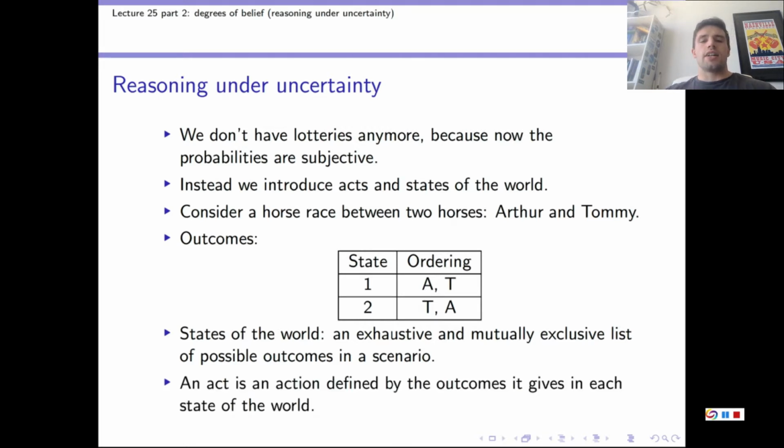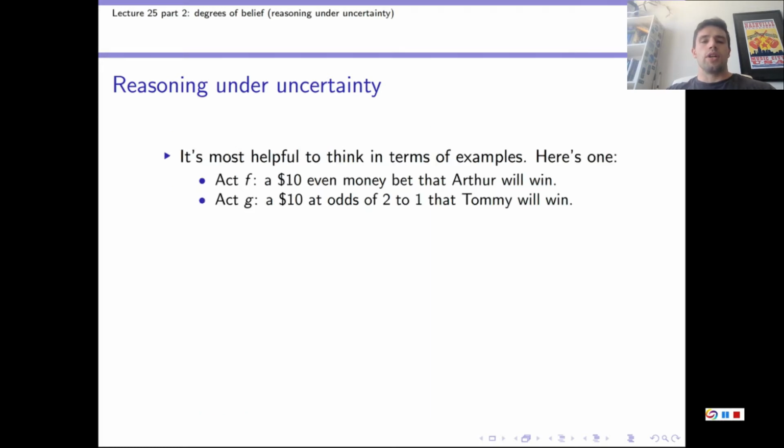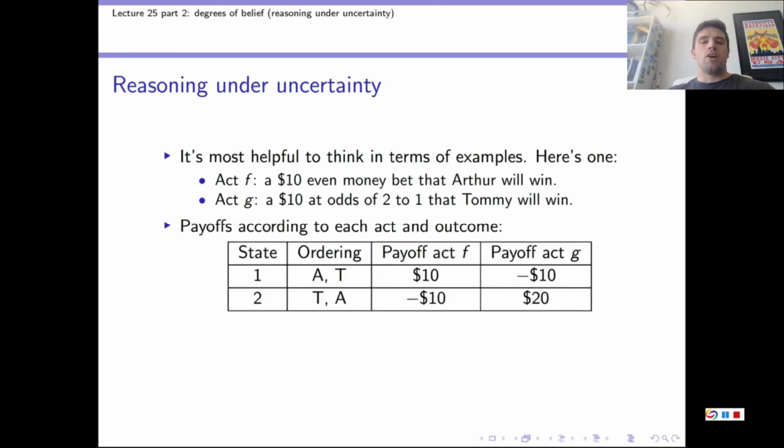And we then say that an act is an action that's defined by the outcomes it gives in each state of the world. So here are some examples. Act F, a $10 even money bet that Arthur will win. And Act G, a $10 bet at odds of 2 to 1 that Tommy will win. Now the payoffs according to these acts are shown in the table.